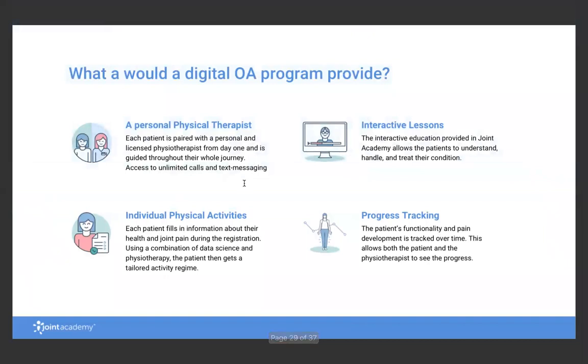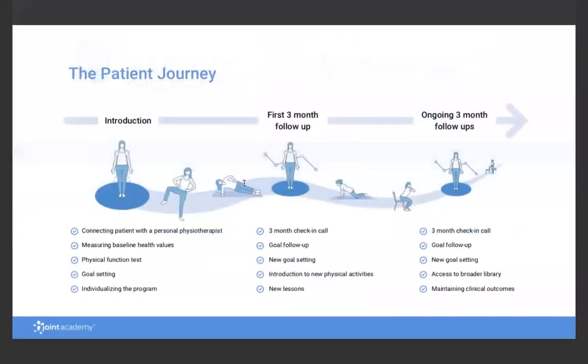What would a digitized program include? Well, we need a physical therapist to guide the patient. We need the physical activity instruction. We need lessons. We need to educate the patients, and we need to track their progress. But again, you don't have to go to a clinic to do these things. I can push these things to people's homes if I had the technology. And we do have the technology.